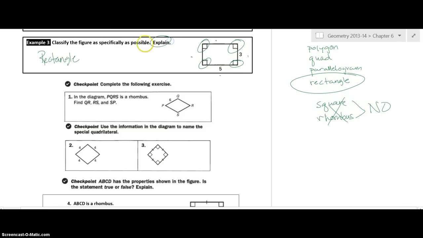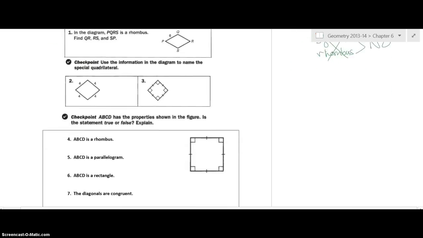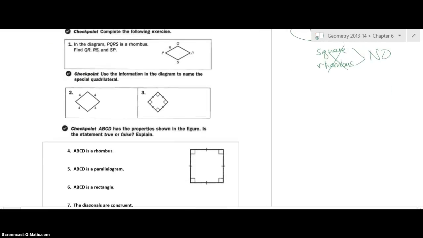Your explanation is that all 4 angles are right. So at this point, you are just responsible for the checkpoints 1, 2, 3, 4, 5, 6, 7.